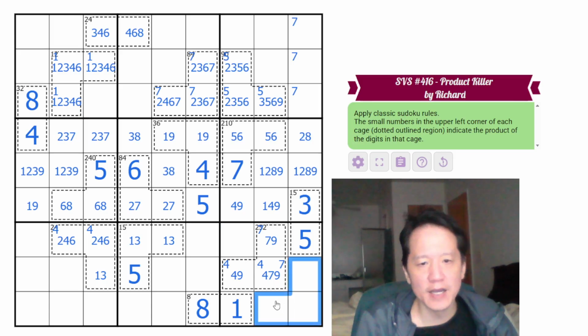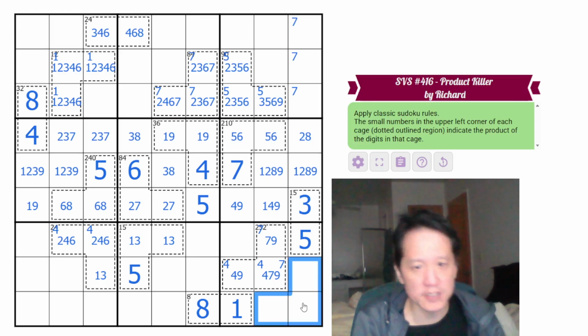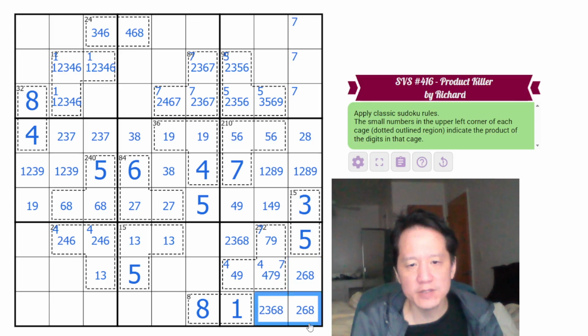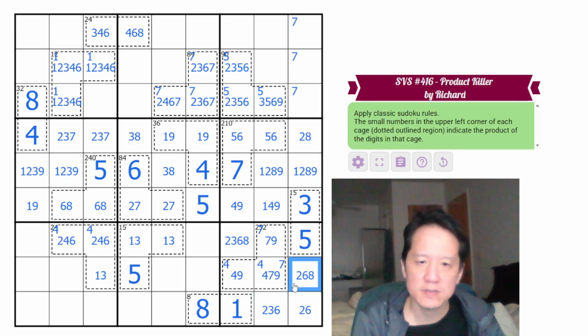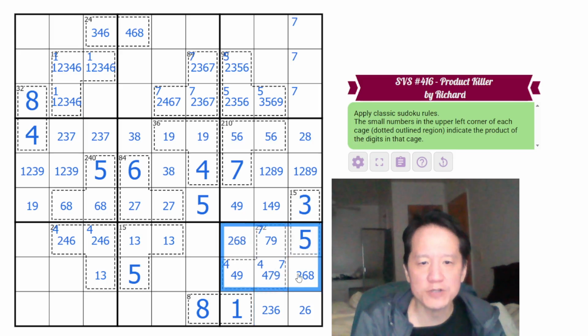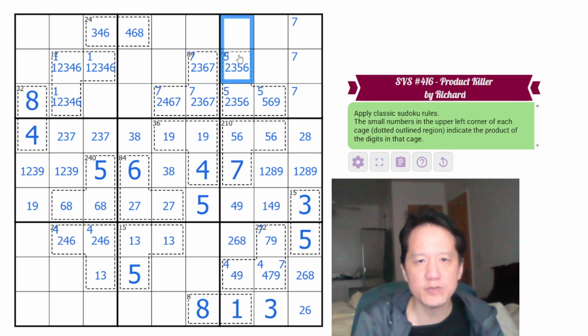Rest of box 9 has to be, what, 2, 3, 6, and 8. Well, these can't be 3. These can't be 8. This can't be 3. Where's the 3 in box 9? It has to be here. Can't be 3 because of the 1, 3, 1, 3 pair there. This is 3, which means this cannot be 3. So 3 has to be one of these 3 cells here.